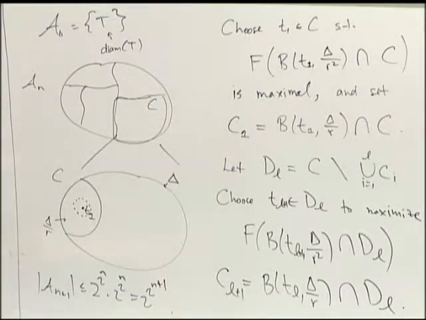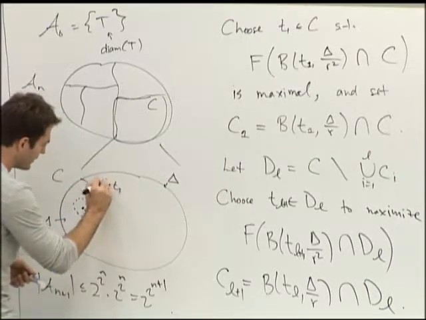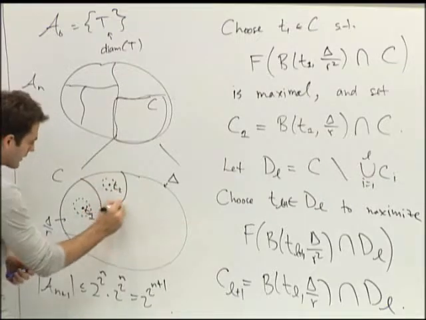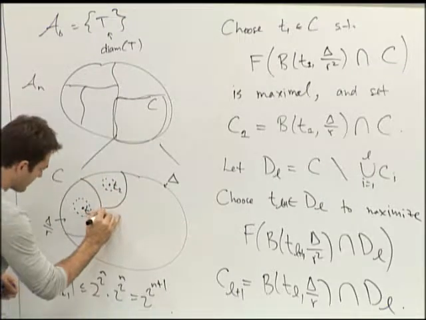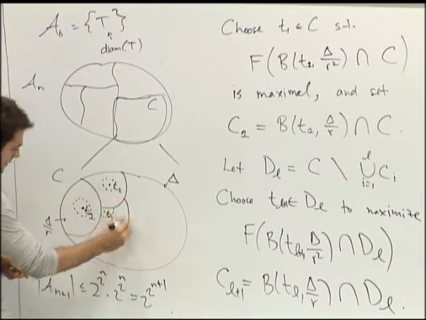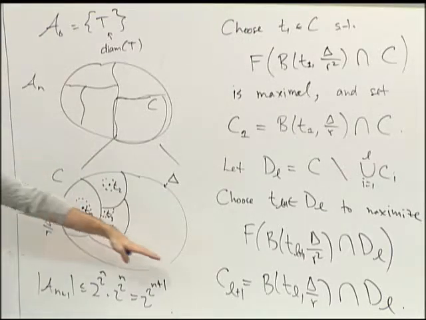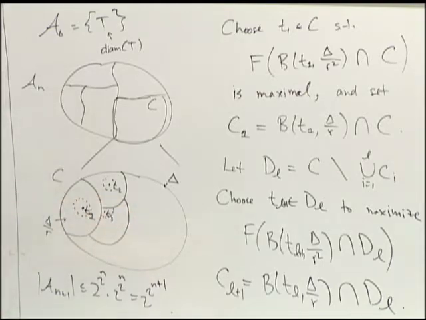Okay. So the procedure says, now we select the next point T2 such that this ball is large, cut this out. Maybe the next point T3 looks like this, but this happens to be pretty large, we cut this out, and we keep going. But now we only want to cut out 2 to the 2 to the n pieces. We might not exhaust the space before we get to 2 to the 2 to the n pieces.